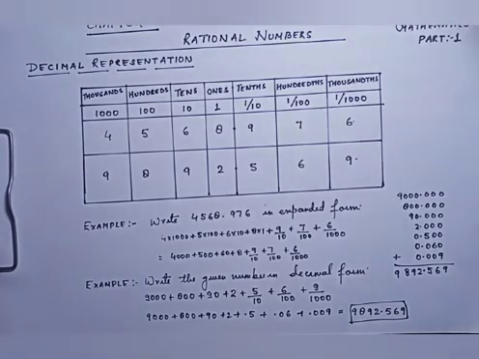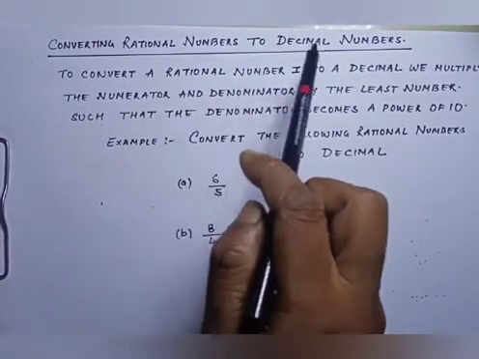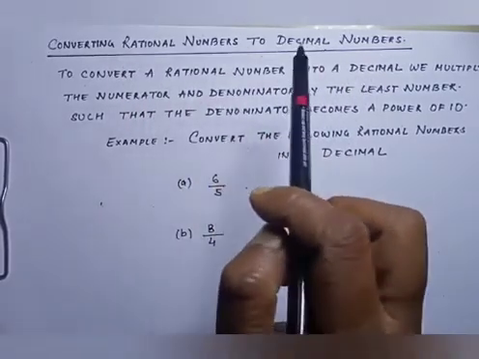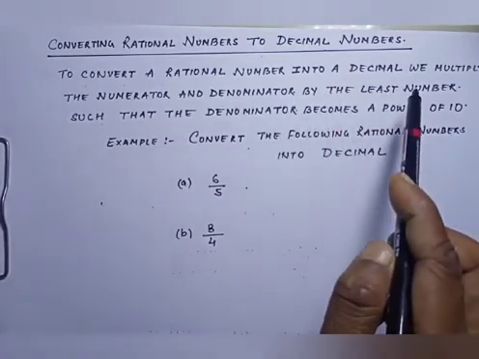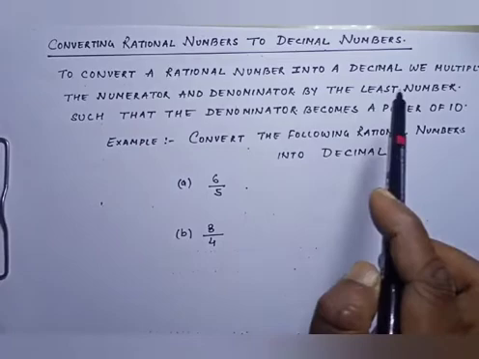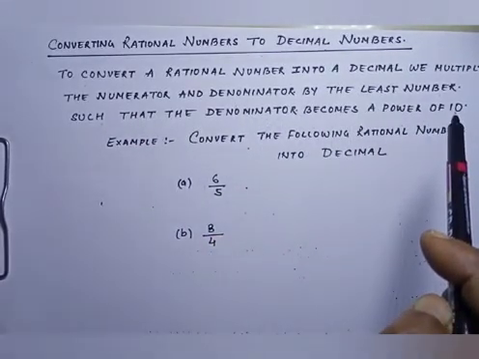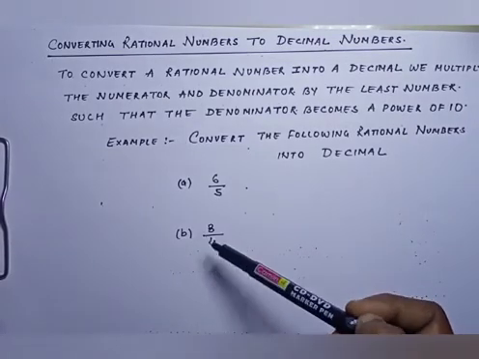I hope it is clear to everyone. Let us move to another topic, that is converting rational numbers to decimal numbers. So how are we going to convert a rational number to a decimal number? To convert a rational number into a decimal, we multiply the numerator and denominator by the least number such that the denominator becomes a power of 10. Now over here you can see the denominators are 5 and 4.